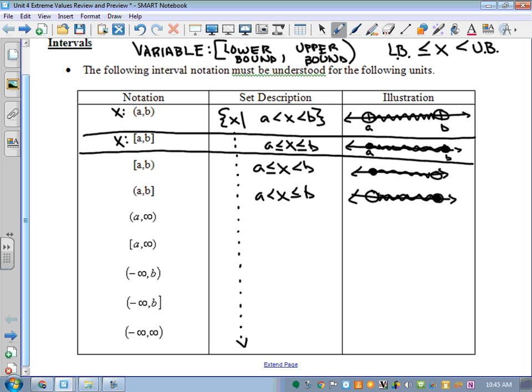From a to infinity, we would only have to say that x is greater than a. On that number line then, we would have an open dot at a, and everything to the right would be shaded in. So every single number on that number line above a, or greater than a, would be valid. This is x is greater than or equal to a. All that does is change my open dot to a closed dot, still shading everything in to the right of it.